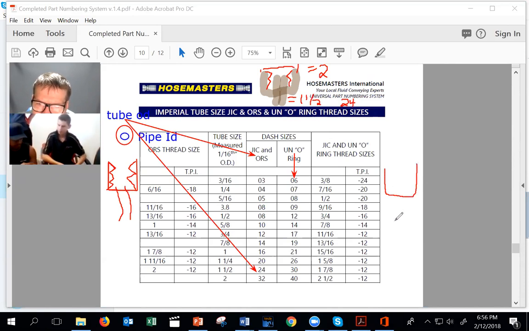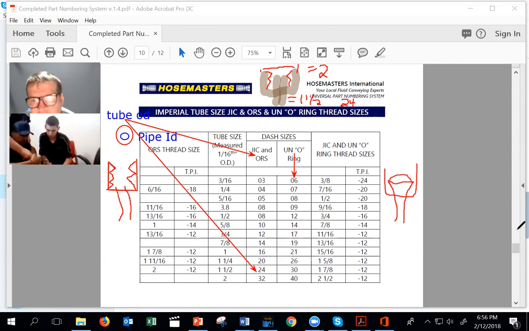Now with the JIC, that's JIC. It looks like that, right? And that's JIC. A conical shape of sorts. And so it anchors here.